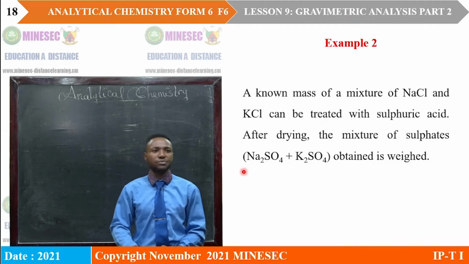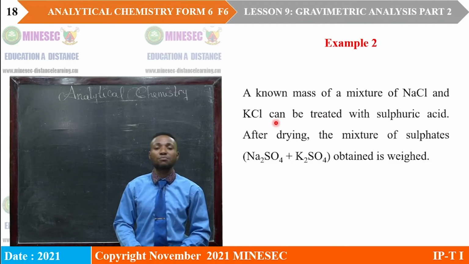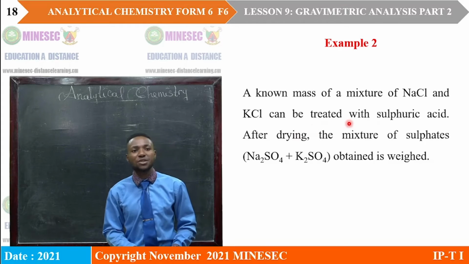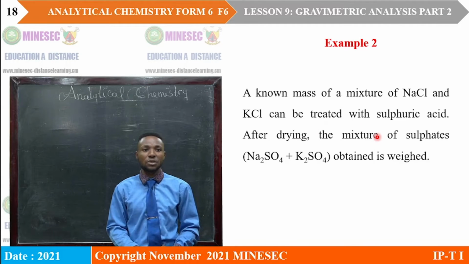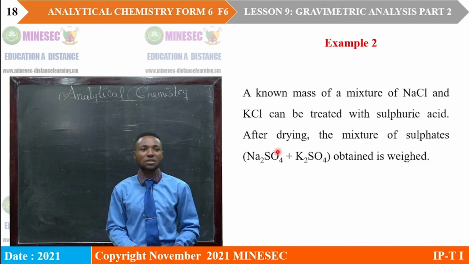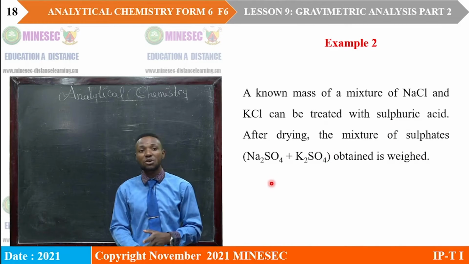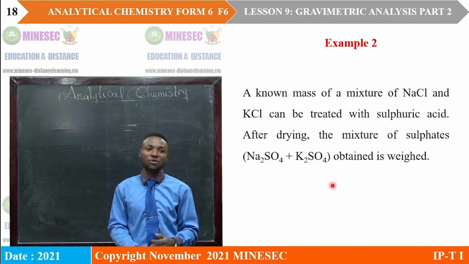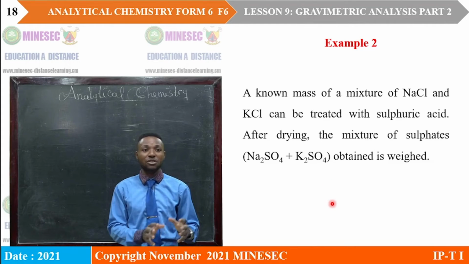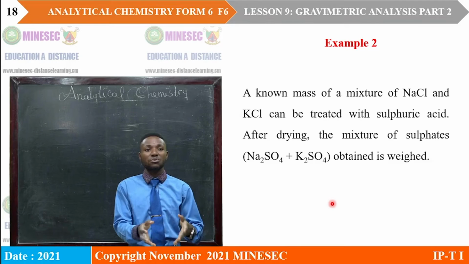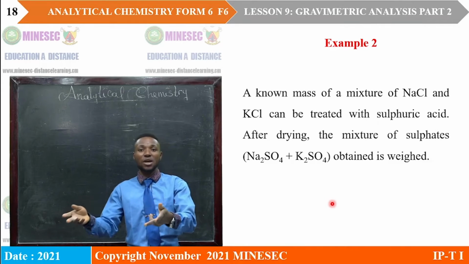Example 2. A known mass of a mixture of sodium chloride and potassium chloride is treated with sulfuric acid. After drying, the mixture of sulfates, that is sodium sulfate and potassium sulfate, is obtained and weighed. You see that we have transformed the two substances into sulfates, which can be weighed.